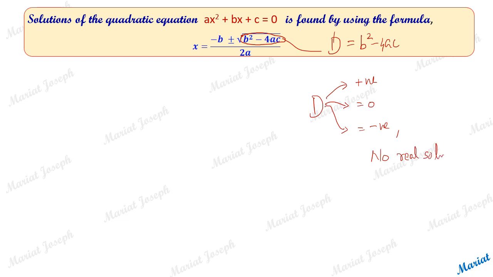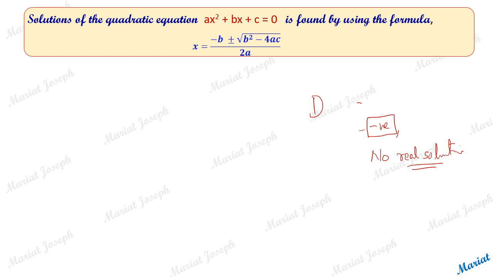Today we are going to see, in case this under root portion is negative, is there any chance of getting a solution? If yes, what is the solution? Let's see. Before we go into that, we need to get familiar with some new notation, that is the square root of minus 1.